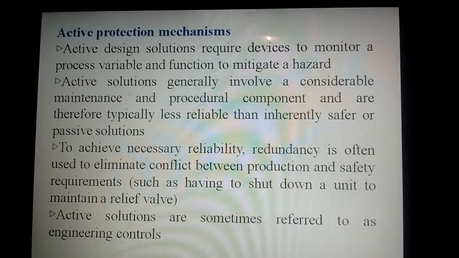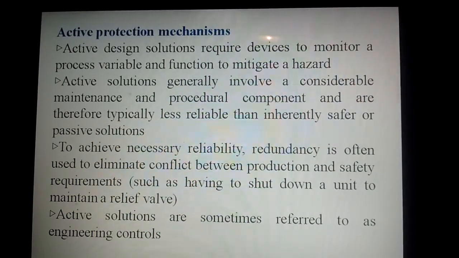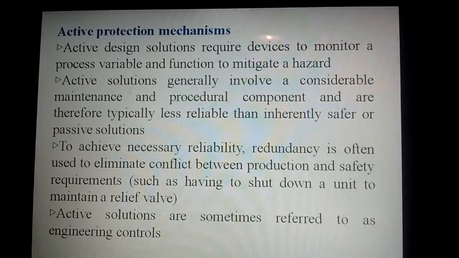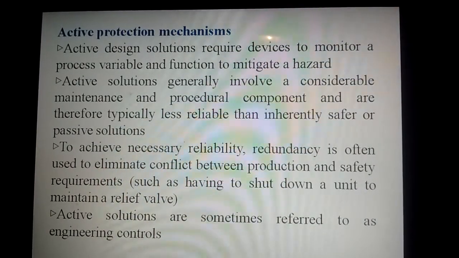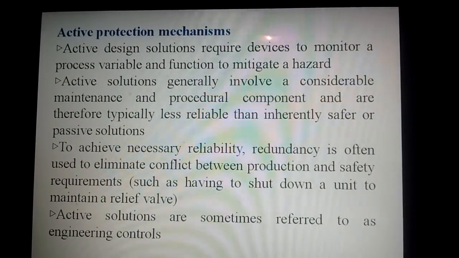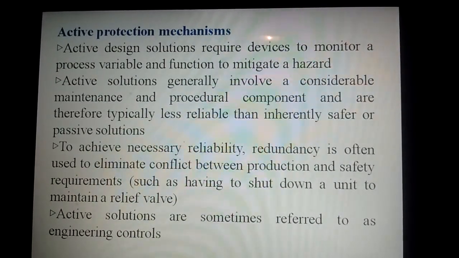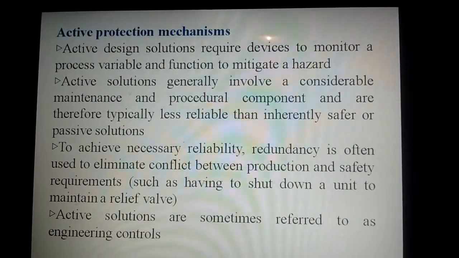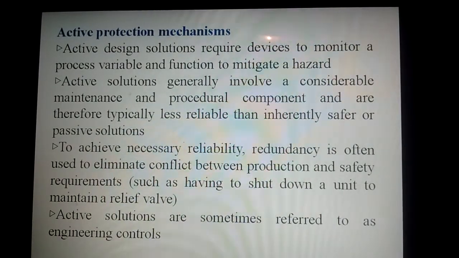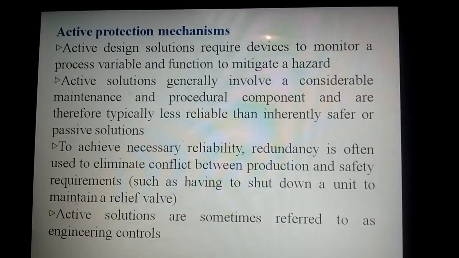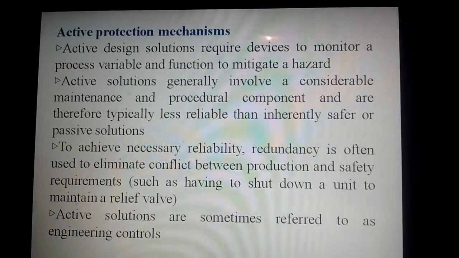To achieve the necessary reliability, redundancy is often used to eliminate conflict between the production and safety requirements, such as having to shut down a unit to maintain a relief valve. So that is one example of these mechanisms. Active solutions are sometimes referred to as engineering controls.